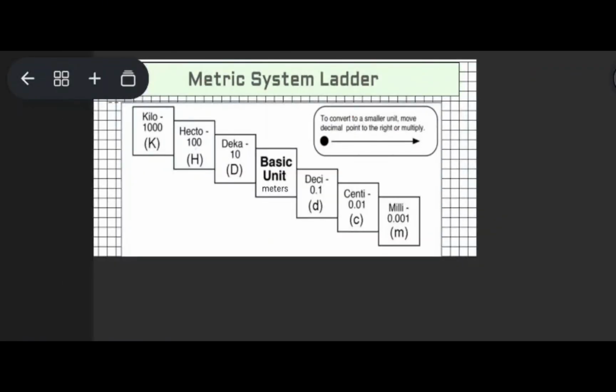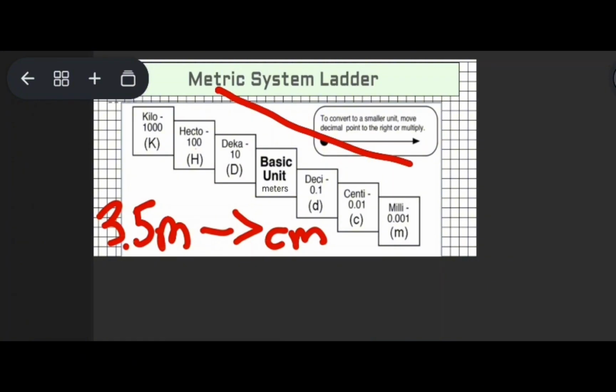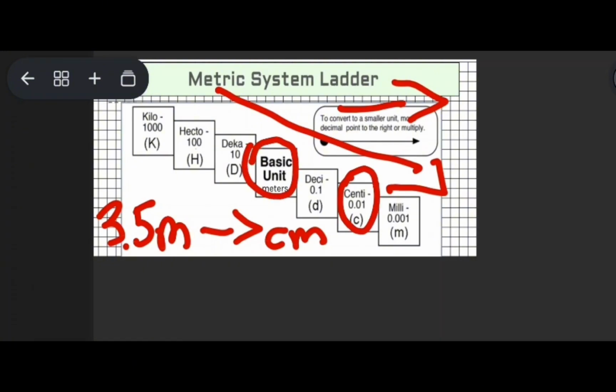Let's say you have 3.5 meters and you want to convert this into centimeters. How would we do that? Well, since we're going down the metric system ladder, we will move the decimal point to the right. Now, how many times do you think we should move the decimal point to the right? Well, since basic units is right here and centimeters is right here, you could move it 1 place, 2 place. So you'll move it 2 places to the right.